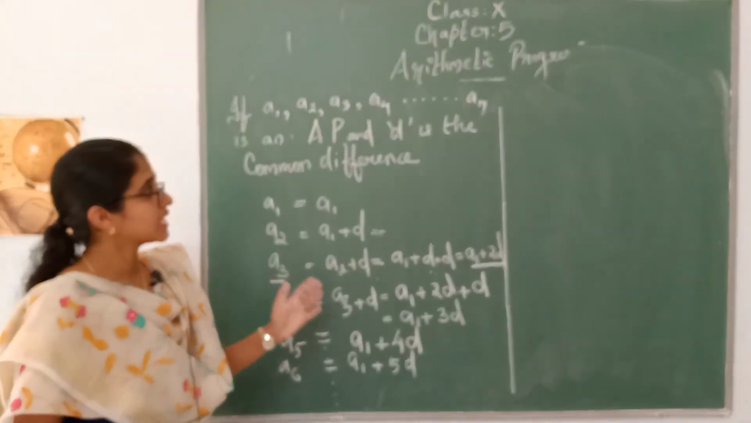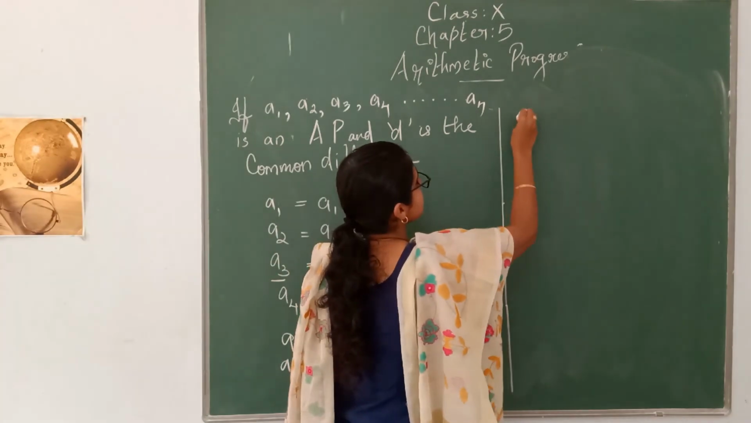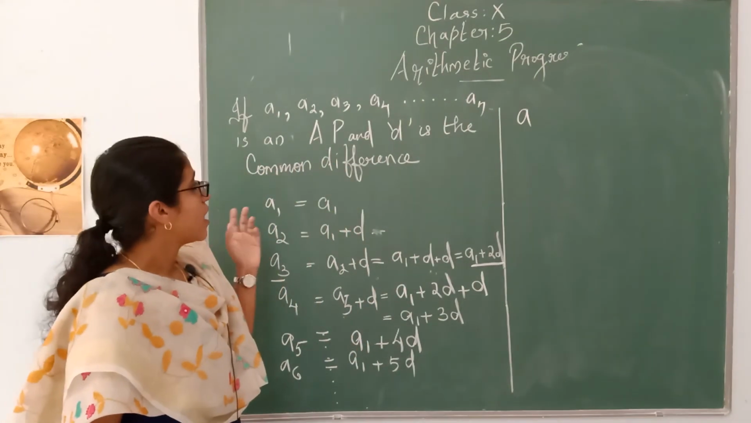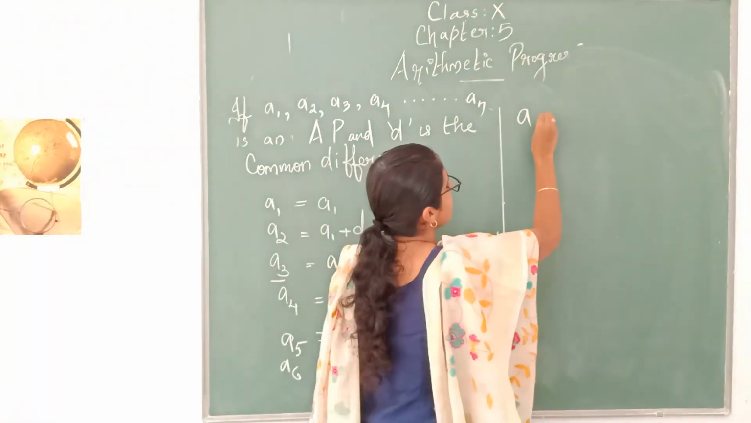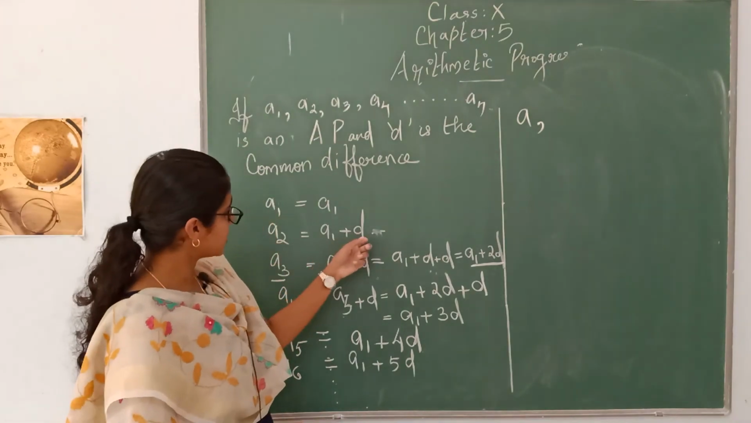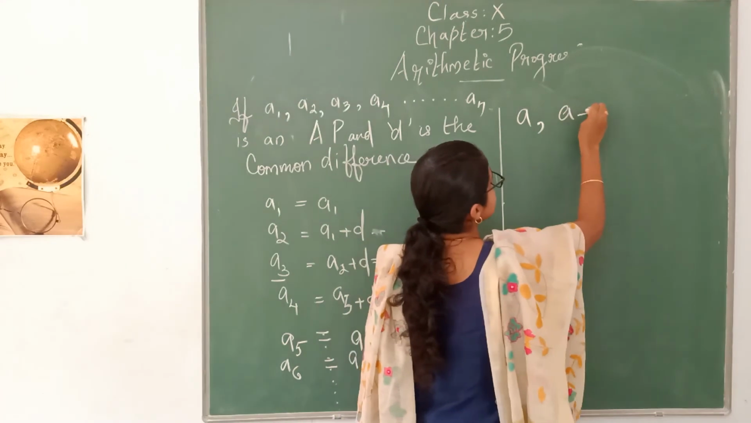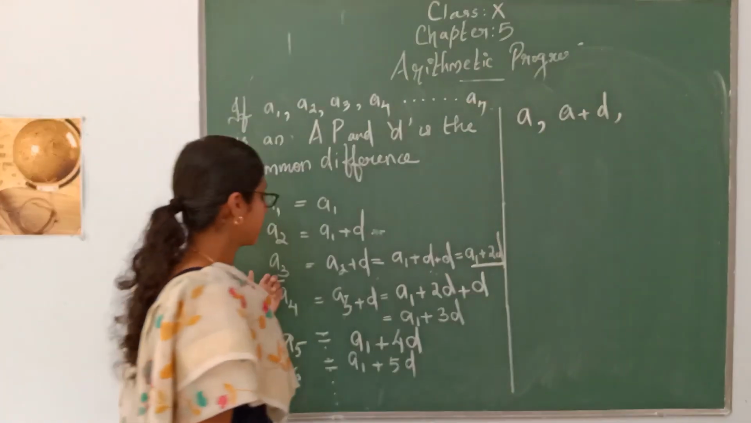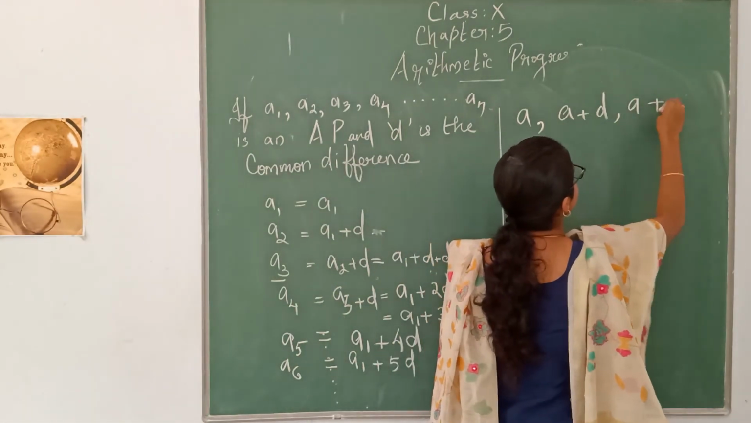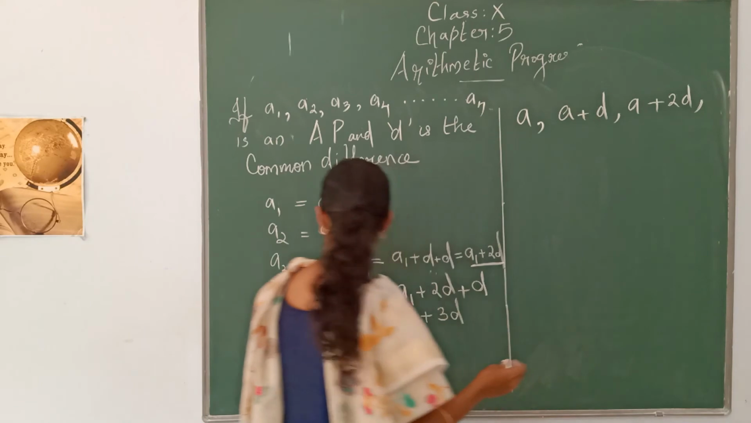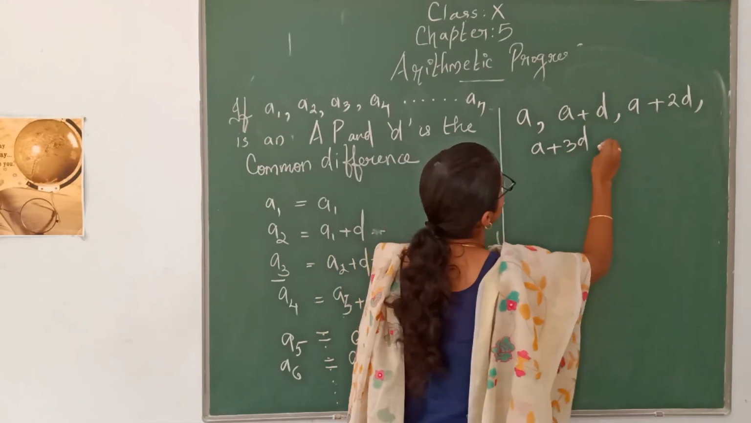So we can form a general form of an arithmetic progression. Here the first term, instead of a1, I am writing a as the first term, and then the second term is a1 plus d, so instead of a1 I put a, so it becomes a plus d, then a3 is a plus 2d, and the fourth one is a plus 3d, etc.